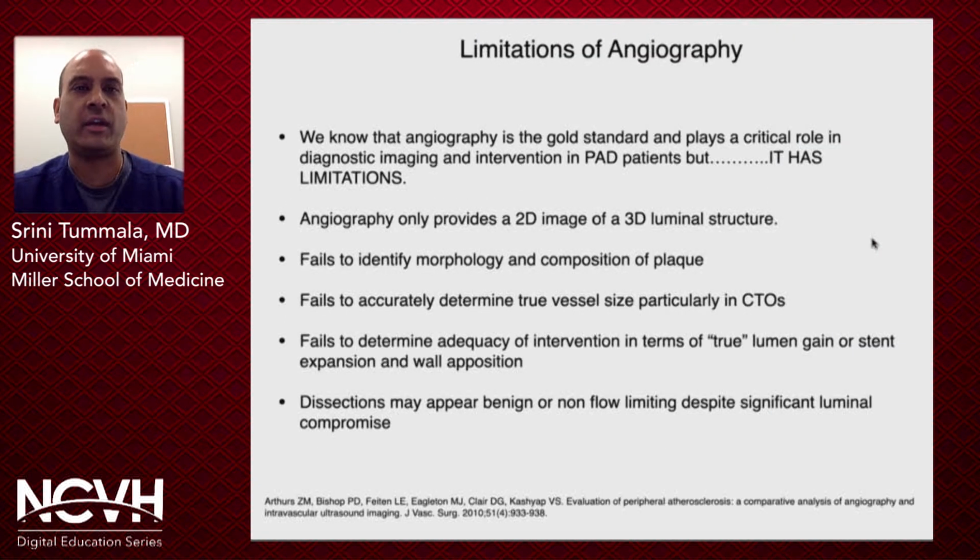So what are the limitations of angiography? As we all know, angiography is the gold standard and plays a critical role when it comes to imaging as well as guidance during intervention. But it does have limitations. Angiography provides a 2D image of a 3D luminal structure. It fails to identify morphology and composition of plaque, fails to accurately determine true vessel size, particularly in CTOs, fails to determine adequacy of intervention in terms of true lumen gain or stent expansion or wall apposition post-therapy, and dissections may appear benign or non-flow limiting despite significant luminal compromise.